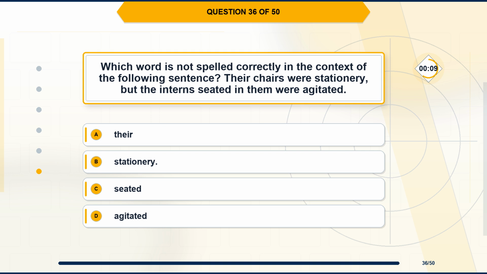Their chairs were stationary, but the interns seated in them were agitated. Option A. There. Option B. Stationary. Option C. Seated. Option D. Agitated.